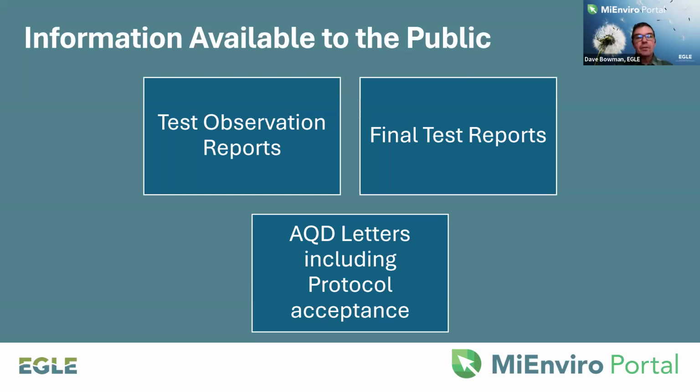So there's a lot of information that is available to the public via MiEnviro Portal on the Sitemap Explorer tile. In the past, AQD used to post reports and permits, testing reports, things of that nature, inspections to public folders, and the public would go to different websites within EGLE, within AQD to find this information. All of this information is now going to be located in one spot. It's going to make it a lot easier for the public to access information.